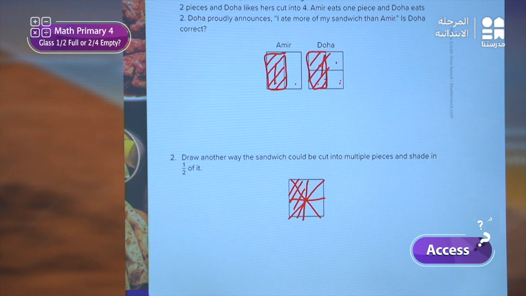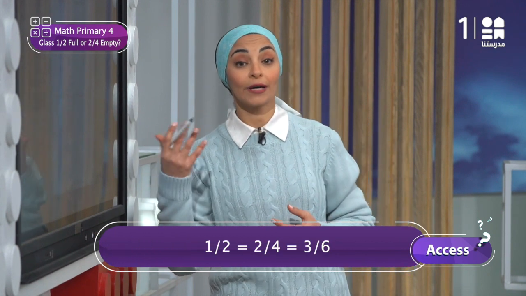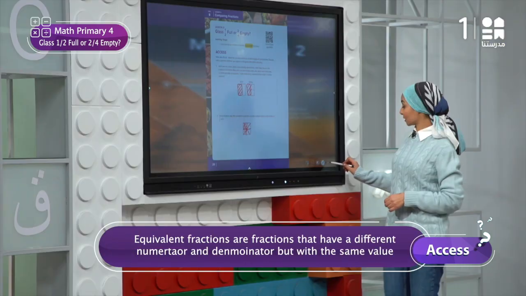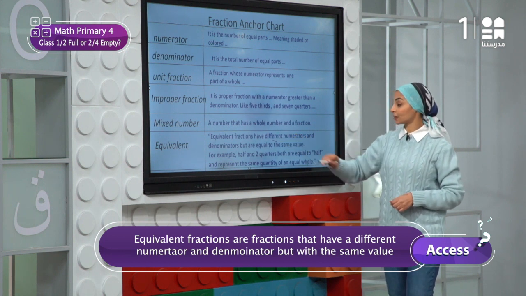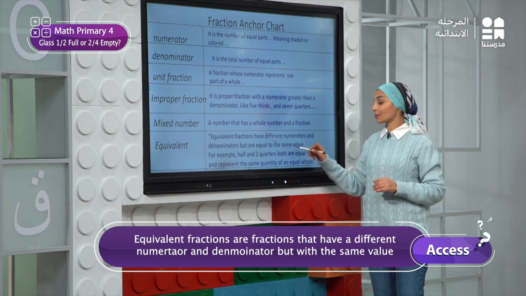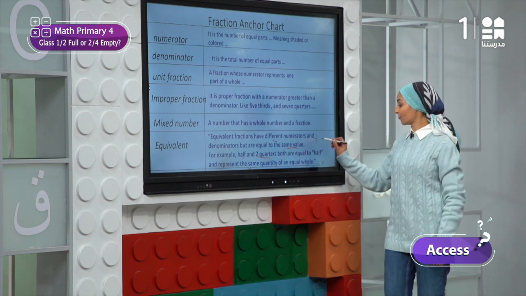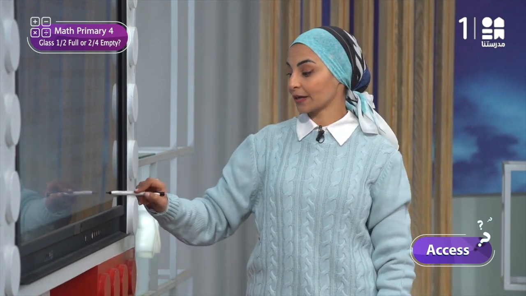What if you wanted to write a definition for the term equivalent or equivalence and add it to the fraction answer chart? What would it say? We know that 2/4, 3/6 and 4/8 all represent 1/2. All the fractions I mentioned are equal to 1/2. Alright, so what is the definition of equivalent fractions? Equivalent fractions have different numerator and denominator, but are equal to the same value. For example, half and 2/4 are both equal. If we write half and 2/4, we find they are both equal. Both equal half and represent the same quantity of an equal whole.